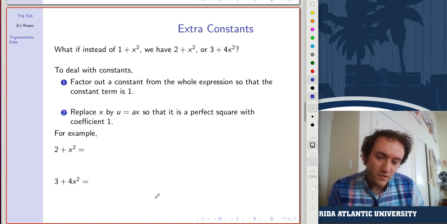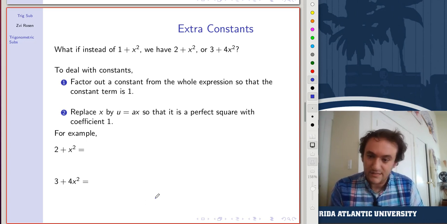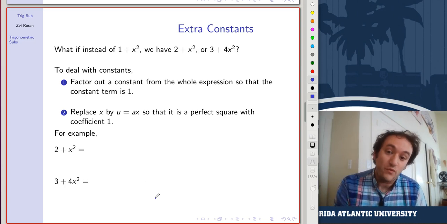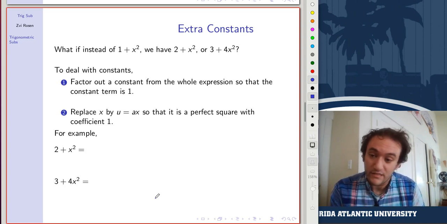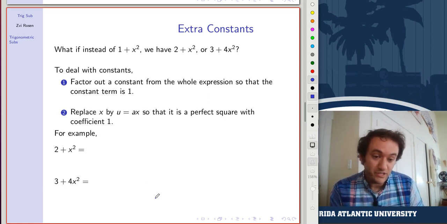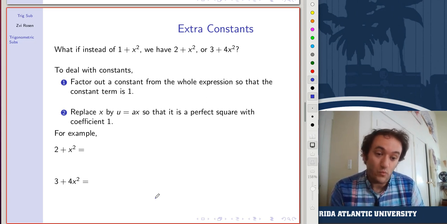Okay, so the problems get more complicated when we consider extra constants. For instance, if instead of 1 plus x squared like we had in the last problem, we have 2 plus x squared or 3 plus 4x squared. So here there are two steps that I think will help us deal with this. First step is to factor out a constant from the whole expression so that the constant term is 1. And the second part is replace x by u equals ax so that it is a perfect square with coefficient 1.